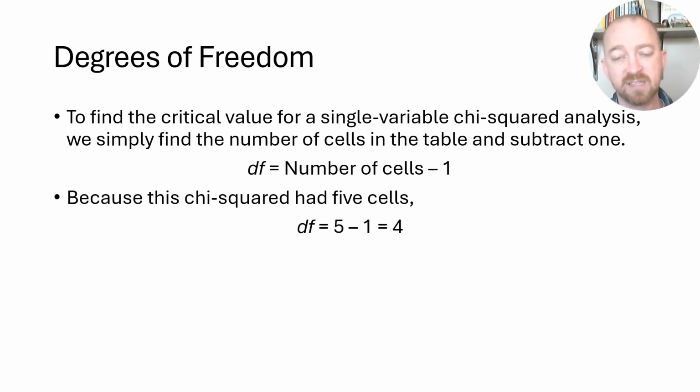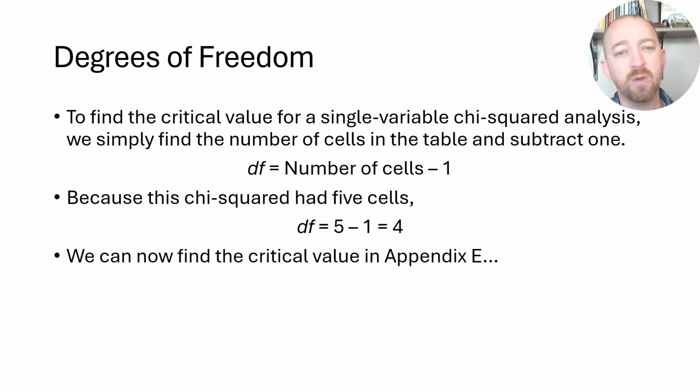Because we had 5 cells in this case, of course, we have 4 degrees of freedom, because 5 minus 1 is 4. It's different for two variable chi-squares, so please don't get those mixed up. I'll cover that in future videos. Okay, so now that we know we have 4 degrees of freedom for this chi-squared analysis, we look up our critical value in Appendix E of my textbook.